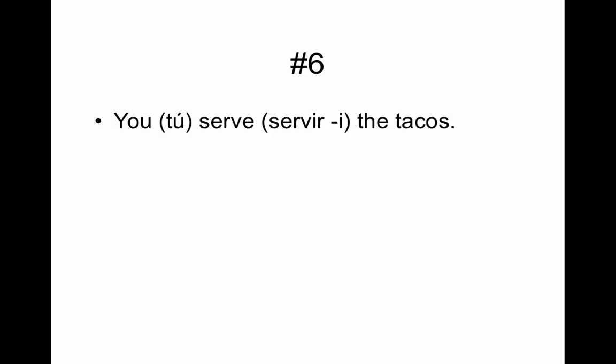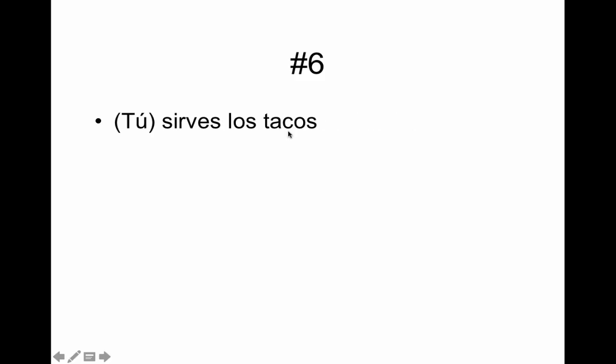Okay, this one we can see that there is an I changer because it's an IR verb. So some IR verbs do the I changer, the E changes to I, and some don't. So I take off the IR and out goes the E, and in its place comes the I. So this one might look a little weird, but that's how we're going to do that. And then I have to conjugate it correctly, and it becomes tú sirves los tacos.